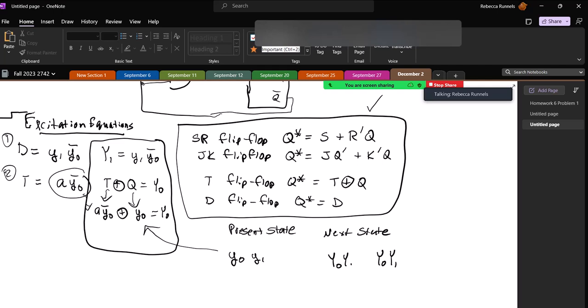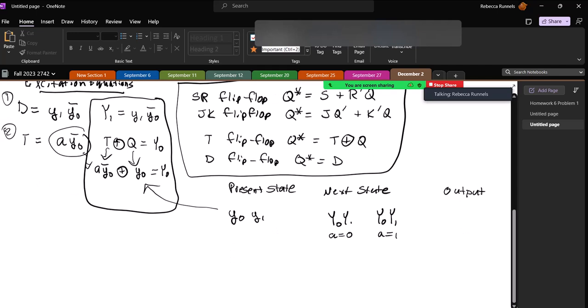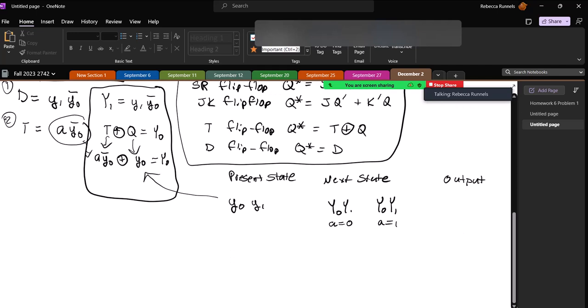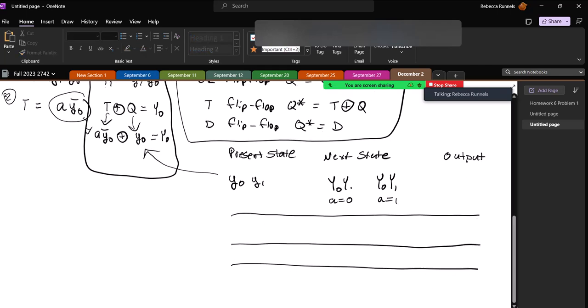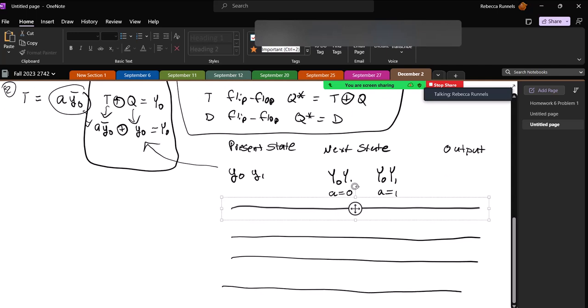The reason I have two of them is because it depends on whether A equals 0 or A equals 1. And I have my output, and because we determined that this was a Moore machine, I don't worry about what my input is. I just have one for each state. Now, I only have 2 flip-flops. That means I have 2 to the 2, or 4 possible states.